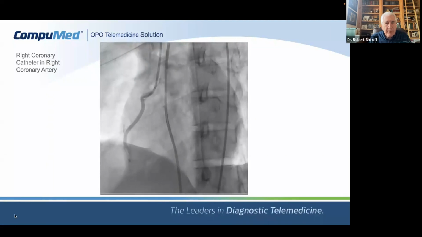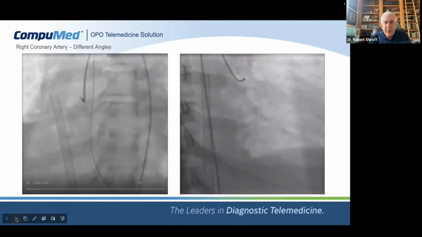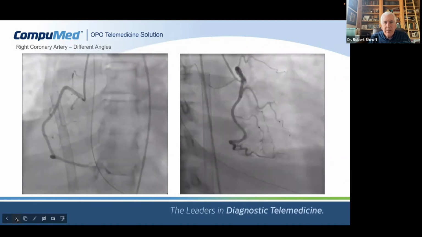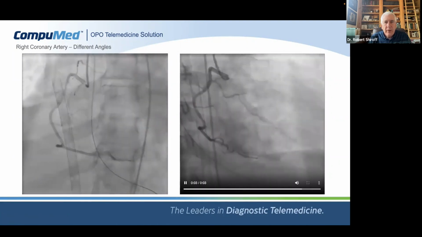Again, these are normal. Here are two pictures of the right, and you see how different they look in different views. And you can tell the different views by where the spine is. Here's the spine. It's almost an AP view here. This is more of an LAO view.